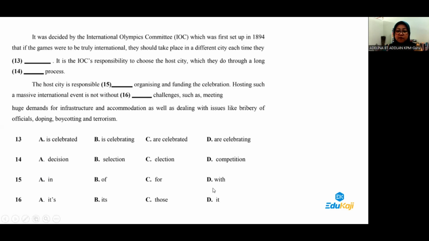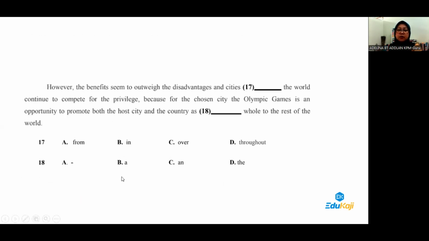Okay, number 15 here, conjunction: in, or, for, in, with. And the last one would be number 16: it's, it, those, and it. This is you are doing pronouns. You are referring to other people, right? So here, testing students on grammar: from, in, over, throughout, conjunction, and then and the. This is testing students on the articles.